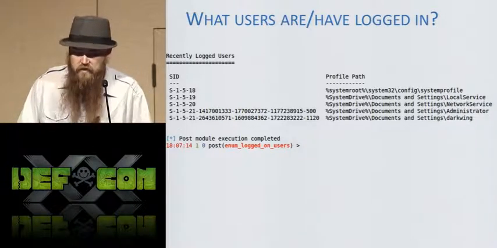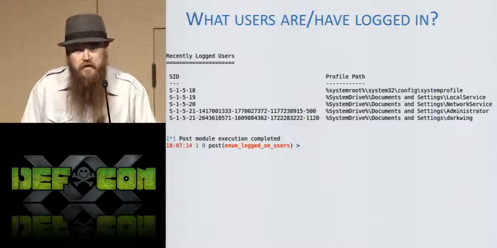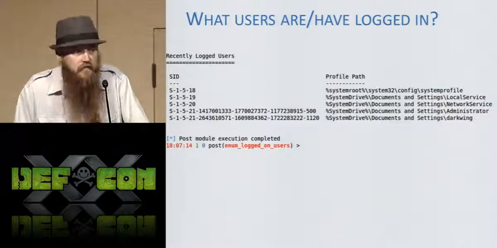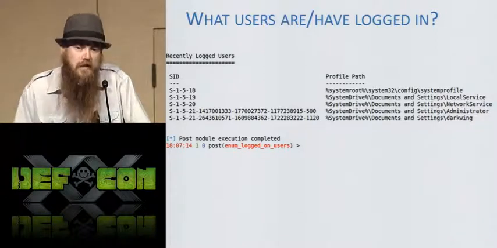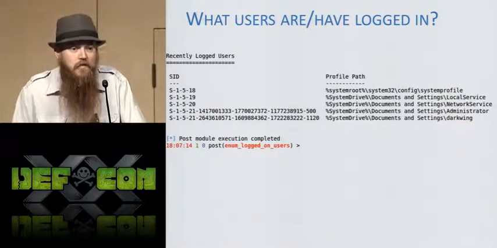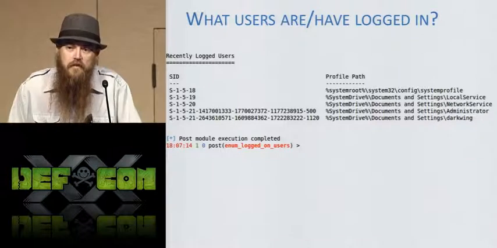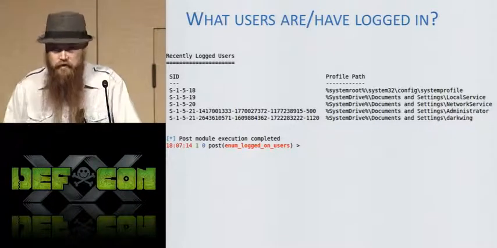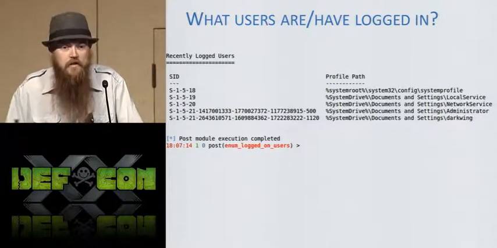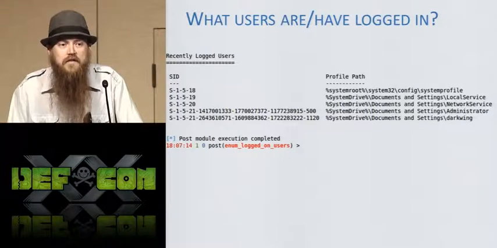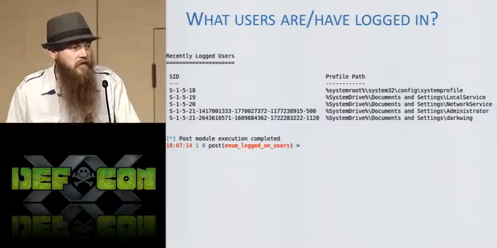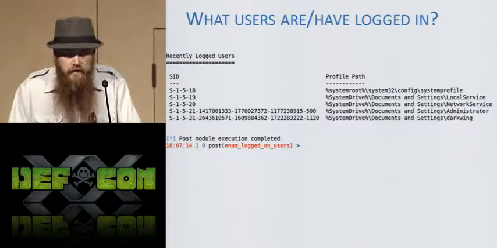This module here is the enum logged on users, and it gives you the SID and the profile path of all of the users that are currently in the credential cache. Because of the way Windows caches credentials, you can just look around for anybody who not only is logged in right now, but who has logged in recently. And from that you can steal cached hashes, but sometimes it's more important just to know that that person has been there. And all of that is part of presence.